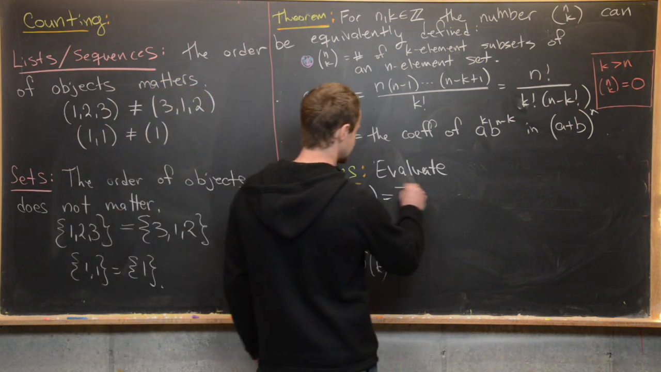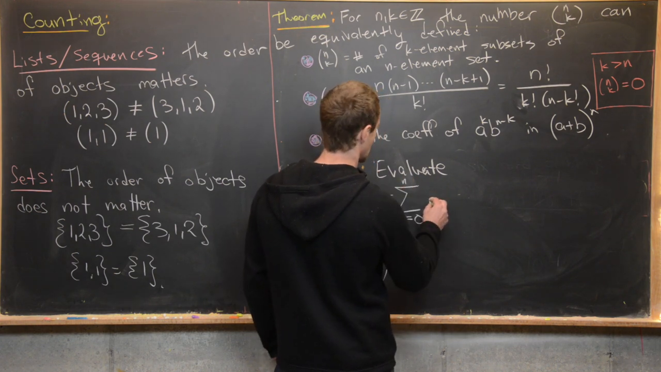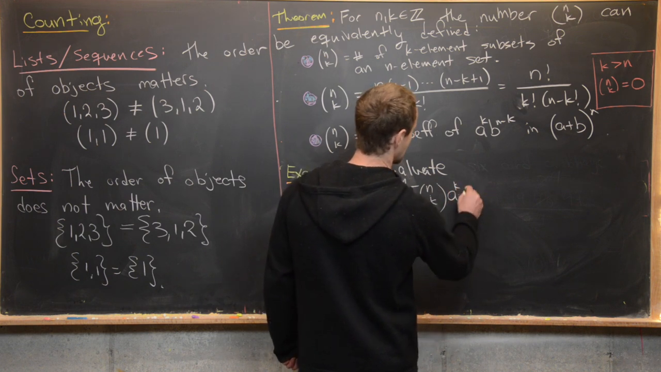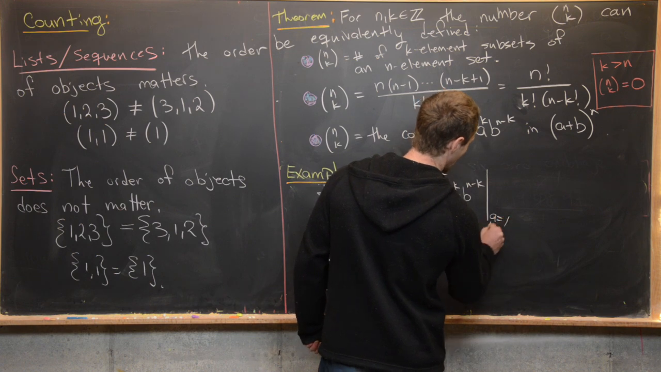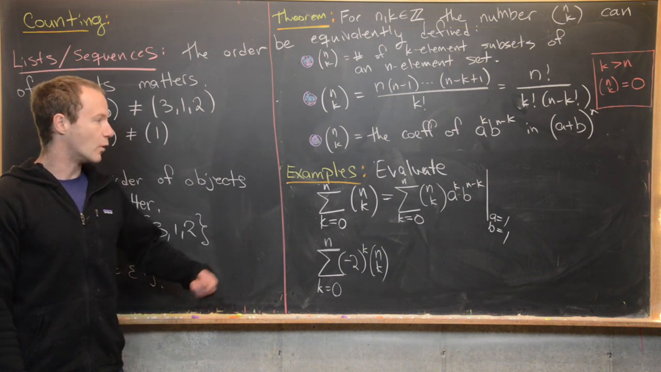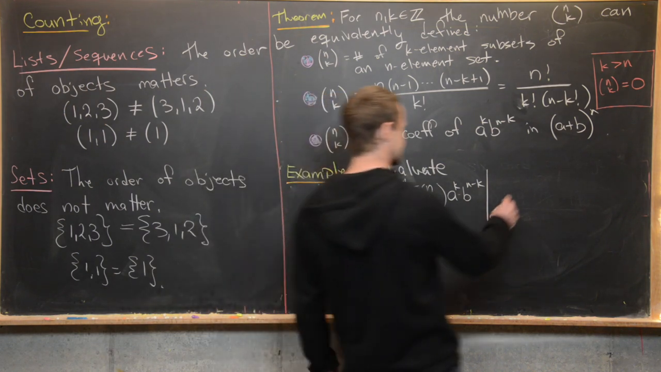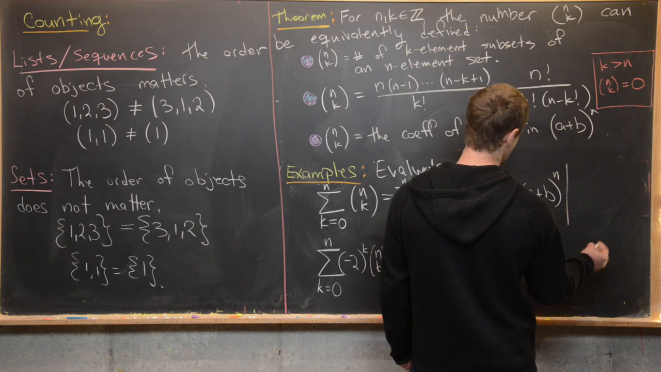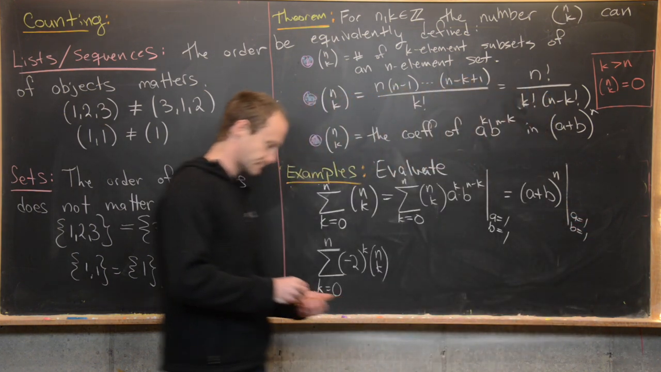So we can see that this is going to be the same thing as the sum as k goes from 0 to n of n choose k and then a to the k, b to the n minus k, if we've evaluated a at 1 and b at 1. So essentially we're just multiplying this by 1 to the k and 1 to the n minus k. But now we can take this and rewrite it as a plus b to the n, where we've evaluated again a at 1 and b at 1.